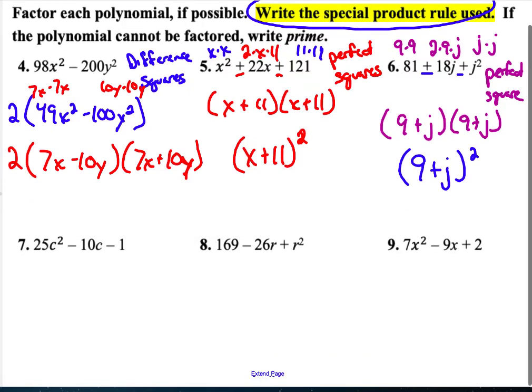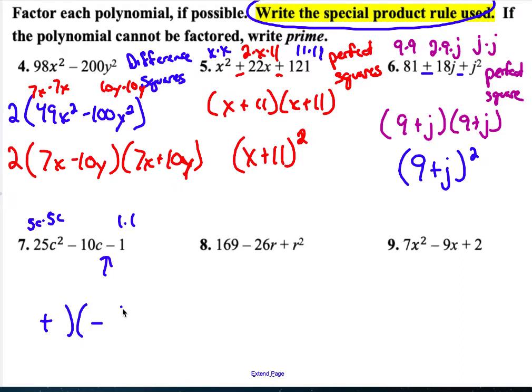So let's try the next one. So this one is 5c times 5c. This one is 1 times 1. But I can't have a minus from the last one. A minus as the last one says it's gotta be a plus and a minus for my 2 pieces. So this one can't possibly be one of my perfect squares, because I've got to have the same sign for both of them, so that one's not going to work.